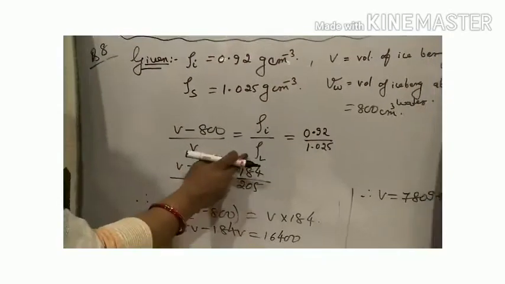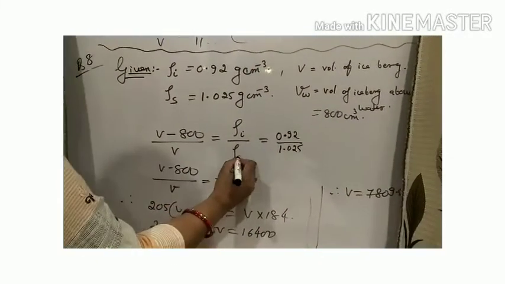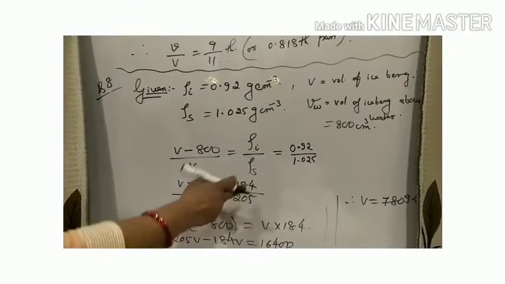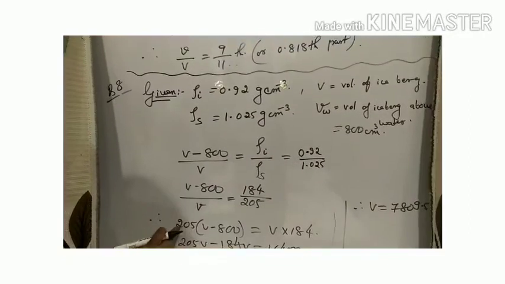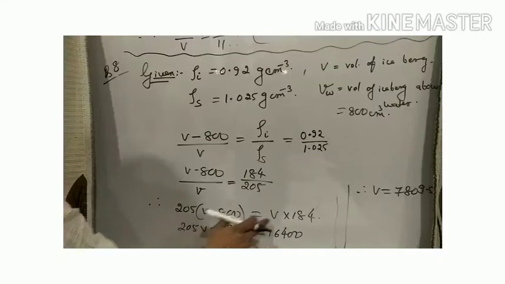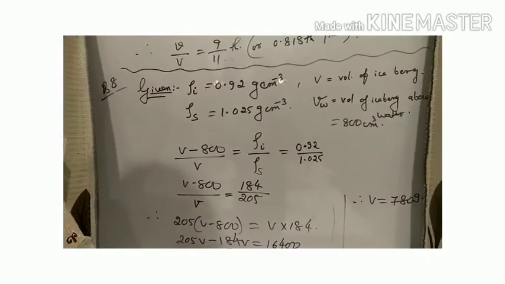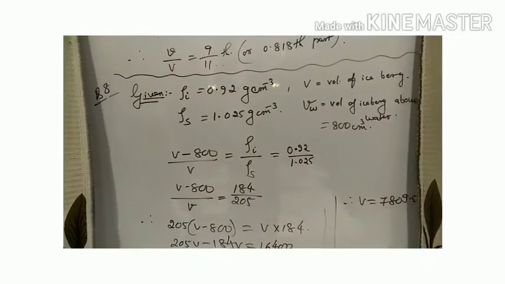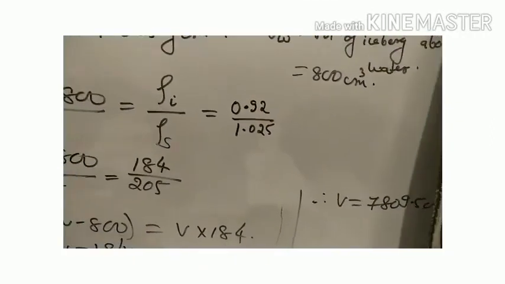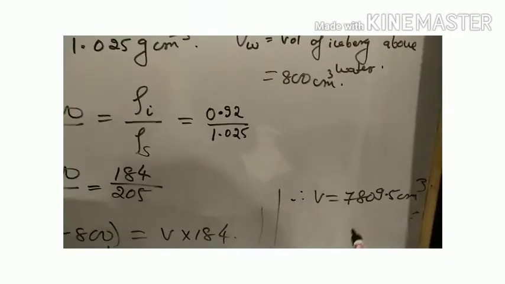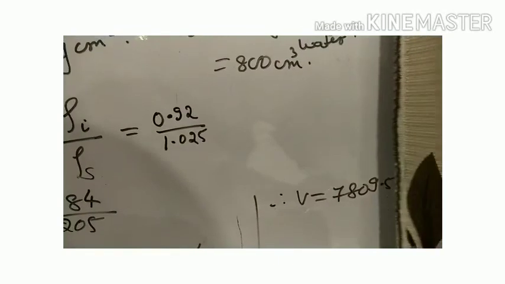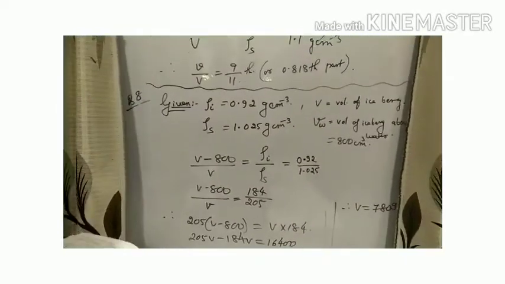So density of the ice by density of the sea water, 0.92 by 1.025. When you simplify, you will get this ratio. So substituting in the formula, 205 on this side and V into 184. Hence when we simplify, we will get our V as 780.95 centimeter cube. So this is the volume of the iceberg.